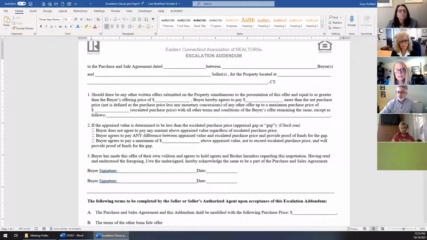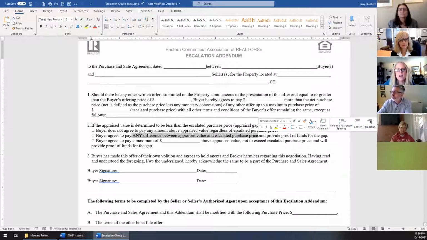So the first checkbox that they can check as a buyer is that they really don't want to negotiate anything more at this time, that they want to keep the appraisal contingency in place, and that they are not able, or don't wish, to pay any amount above appraised value. The second checkbox is that the buyer really wants the property, and they're willing to pay any difference at all, no matter what it is, between the appraised value and the escalated purchase price. And they're going to provide some kind of proof that they can do so.